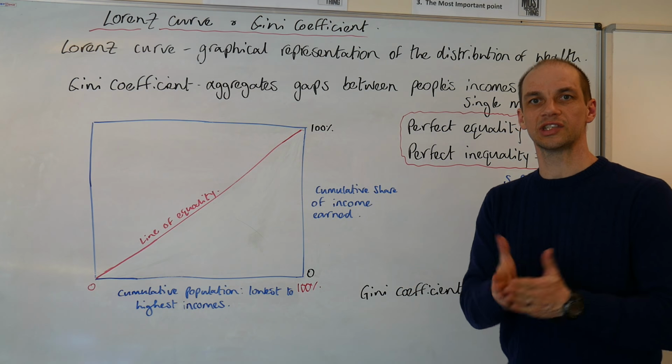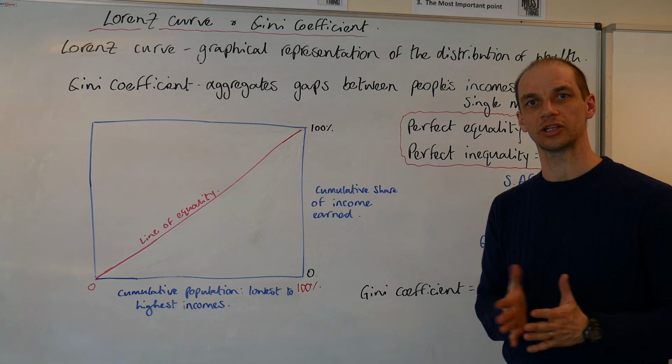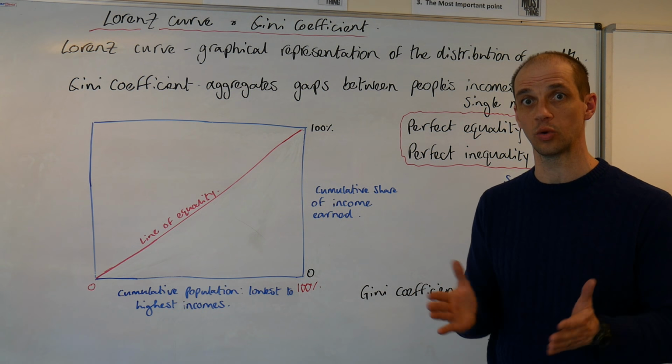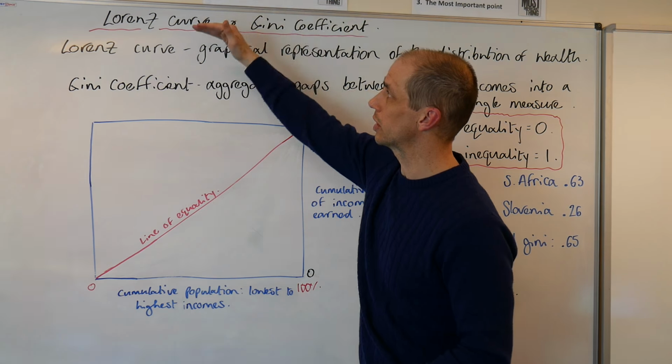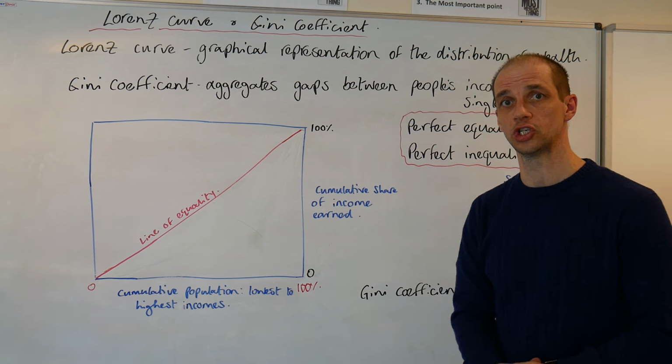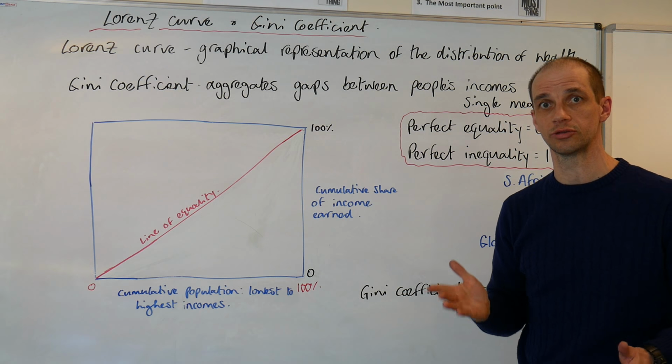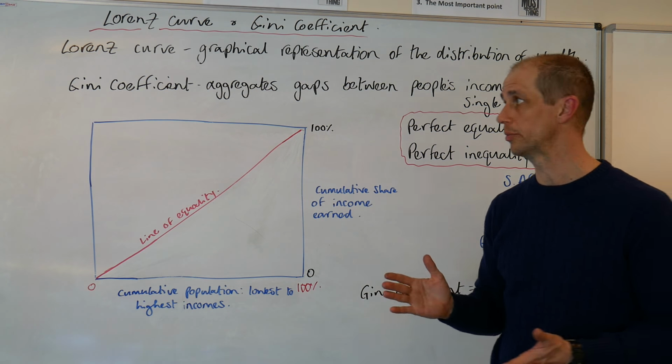Hi guys, so let's take a look at how we can graphically represent as well as numerically understand inequality. We're going to look at the Lorenz curve and the Gini coefficient here. The Lorenz curve is very much the graphical representation of the distribution of income and wealth in an economy.